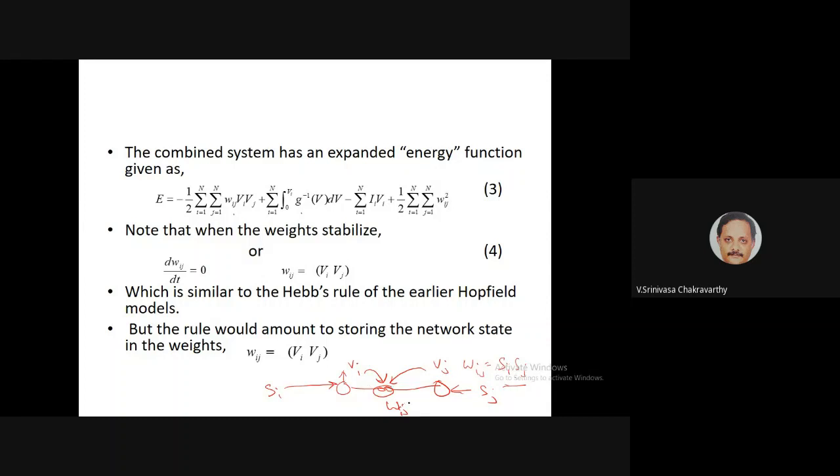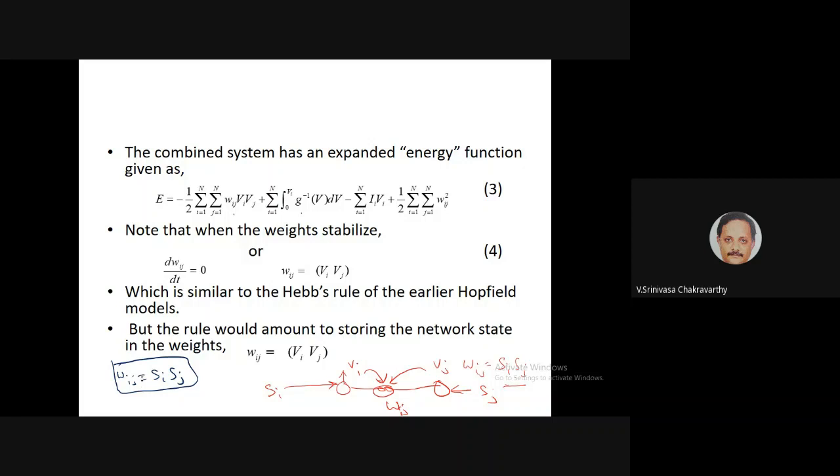So right now, since we are not calculating the weights in one shot, we'll have some random initial weights, and then we have to adjust them, adapt them slowly so that they become equal to something that we desire. What we desire from Hebbian rule is Wij equal to SiSj. This is what we want. But what these equations are giving us is Wij equal to ViVj, not SiSj.